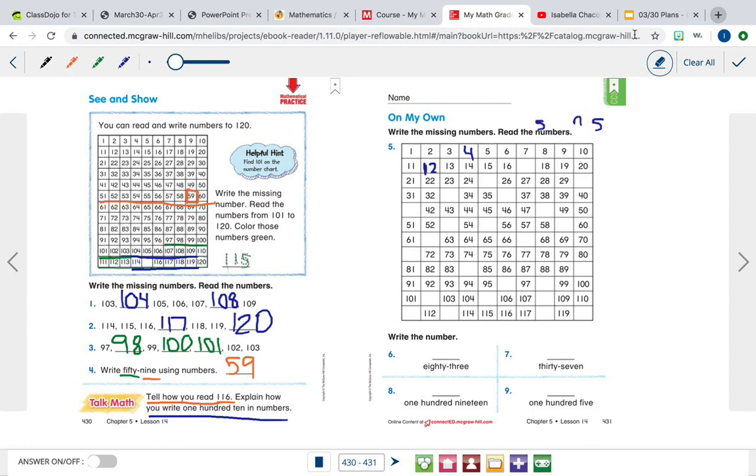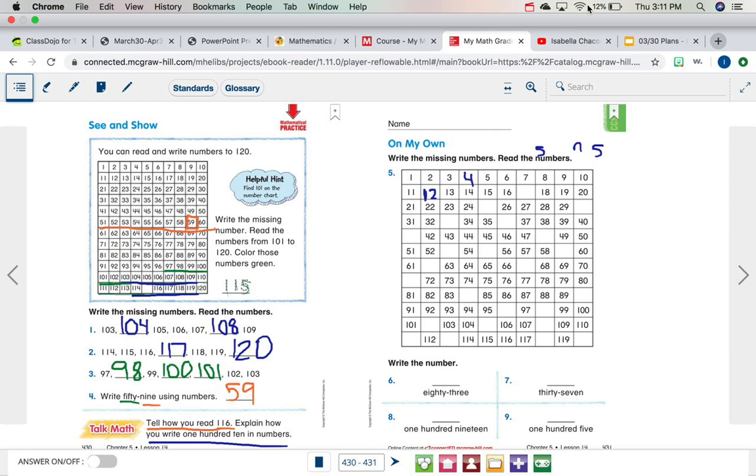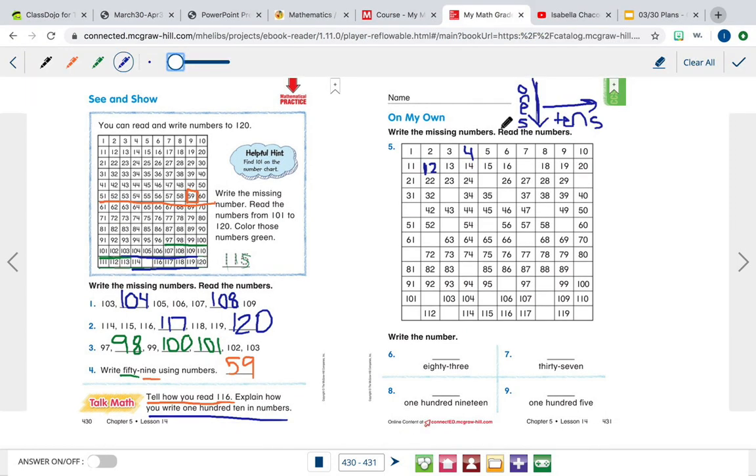So actually, one second. The right way to do it: you're going up and down for the ones place, and you're going to look side to side to see the tens place, okay? So now we have this number here.